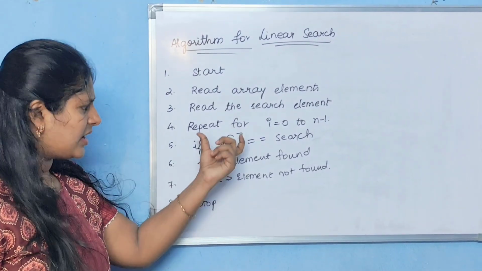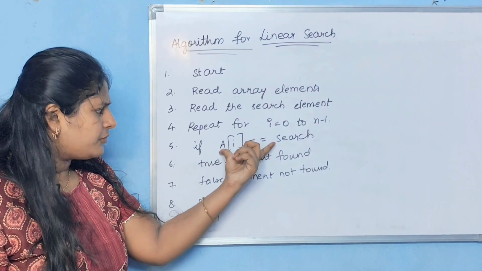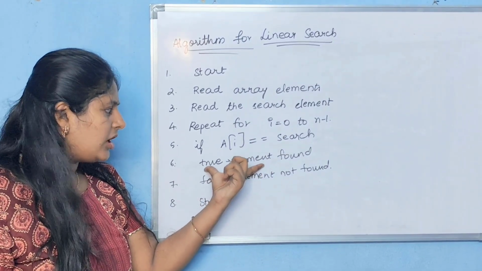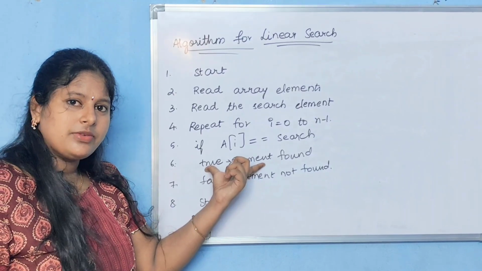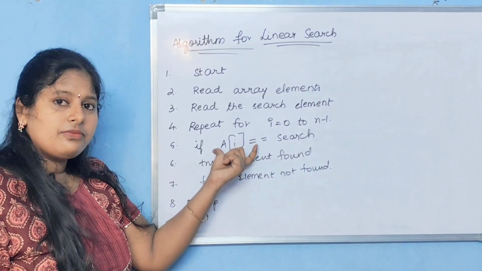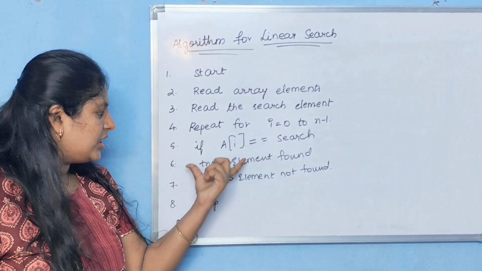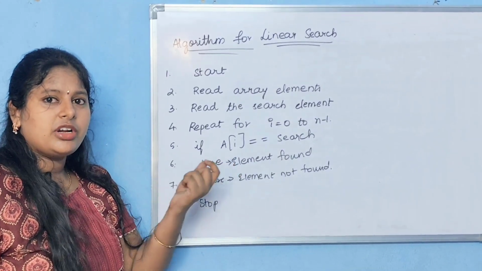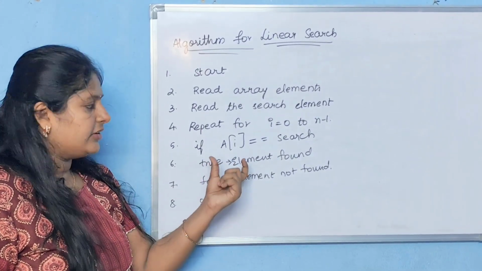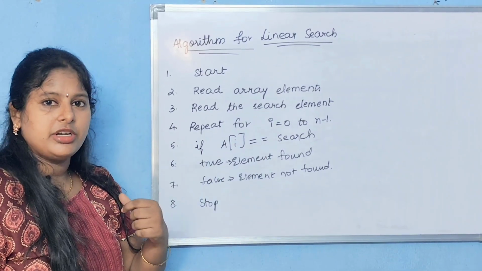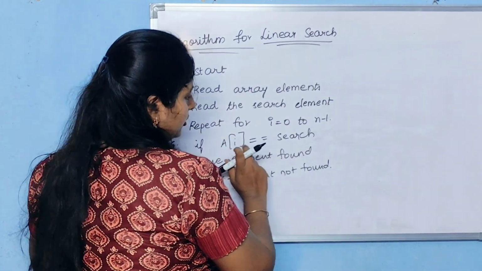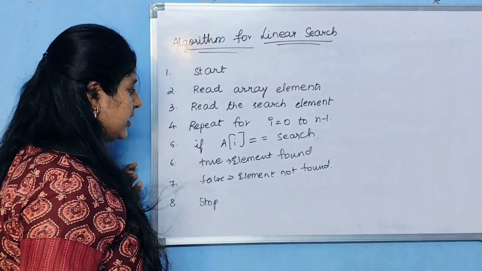Right. If a of i, that means if a of 0 equals the search element, I will get a message called element is found, or if a of 1 is equal to the search element, again element found, right? Each time you are trying to search only one element, so that will be compared with the search element, right? So each time, a of i value equals search, right?